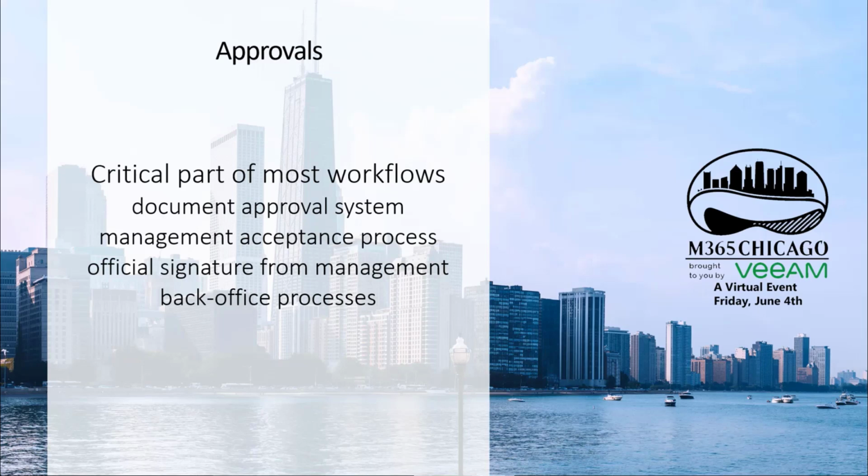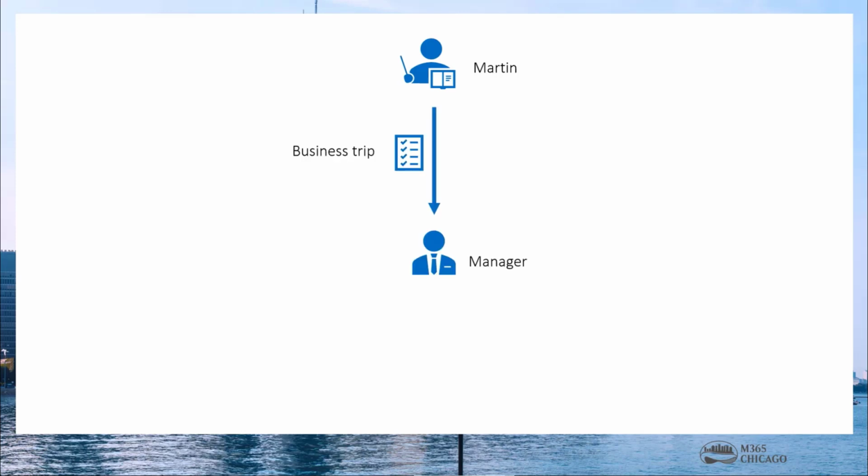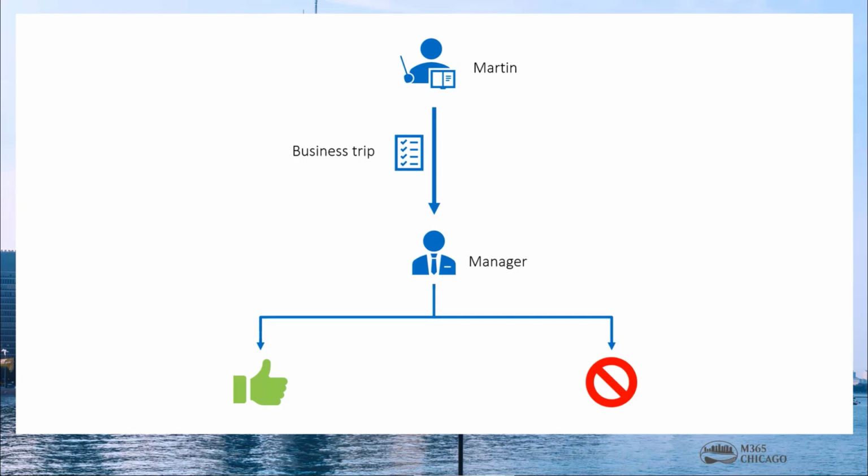So approvals are everywhere. This is an example of approval when we ask our manager if we can go on a business trip, and our manager can accept or reject. So most likely there is one person, or maybe multiple persons, but there's always one stage for a very small approval. And at the end we have yes, no, or maybe some additional options.